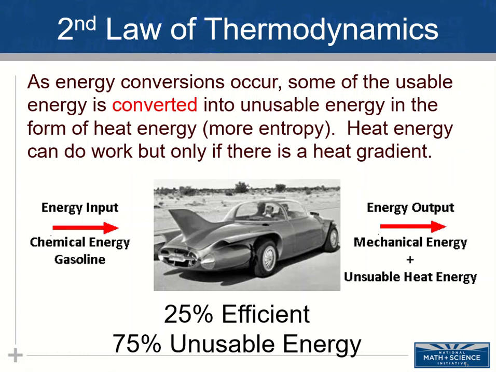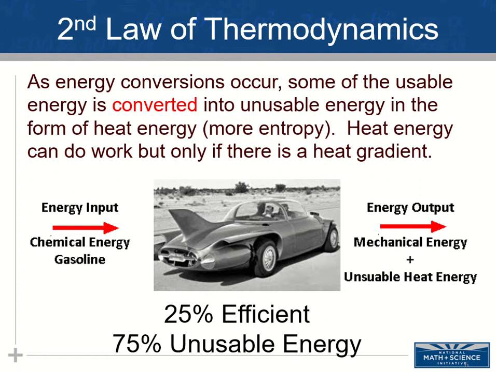So today we're going to talk about the laws of thermodynamics and how they relate to reactions and other things. We're going to just reiterate some of the things that energy controls. As energy conversions occur, some of it is converted into usable energy and some is unusable energy in the form of heat, more entropy. Heat energy can do work, but only if there's a heat gradient. So we can give off heat that isn't usable. We can make things less disordered, which isn't always usable.